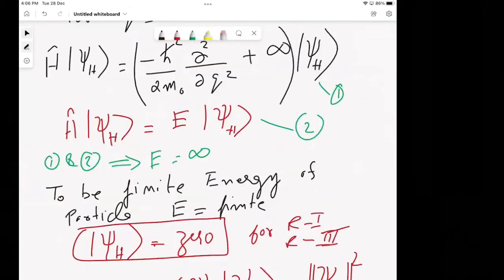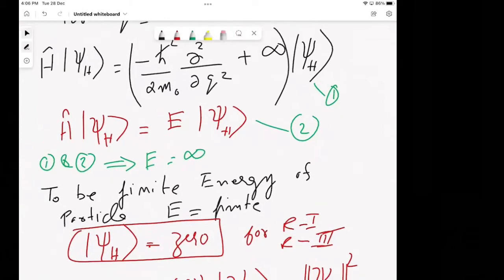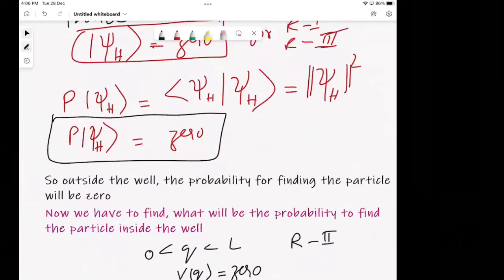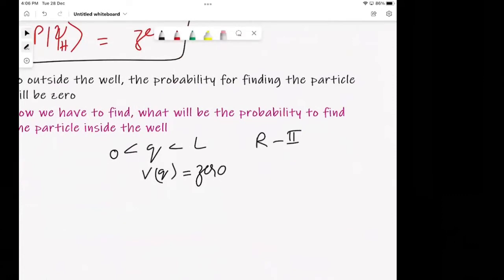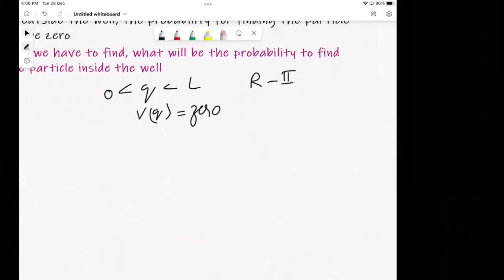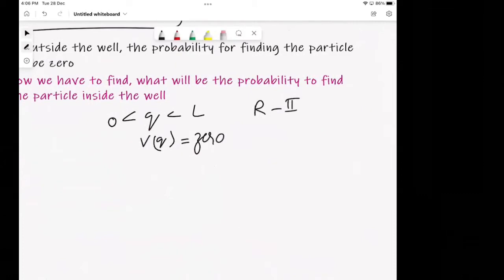So now equation 1 will become partial h cut over 2m minus h cut square.